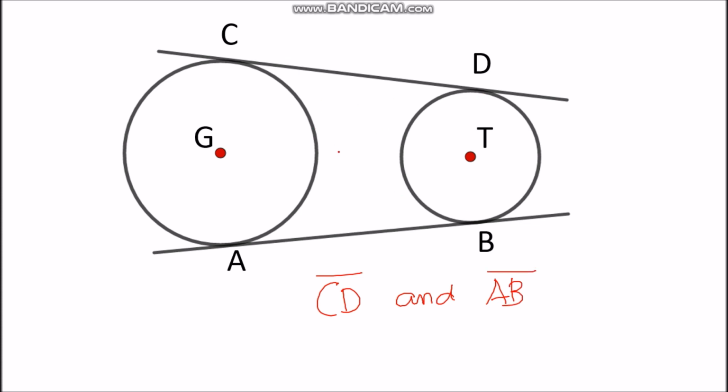Now, if you notice, comparing it with the previous example, this lies outside the two circles. So we can say that these are common external tangents. One thing we have to make sure is that the tangents should not intersect the segment connecting the two centers. If we connect point G and point T, you will see that the two tangents will not intersect this segment.